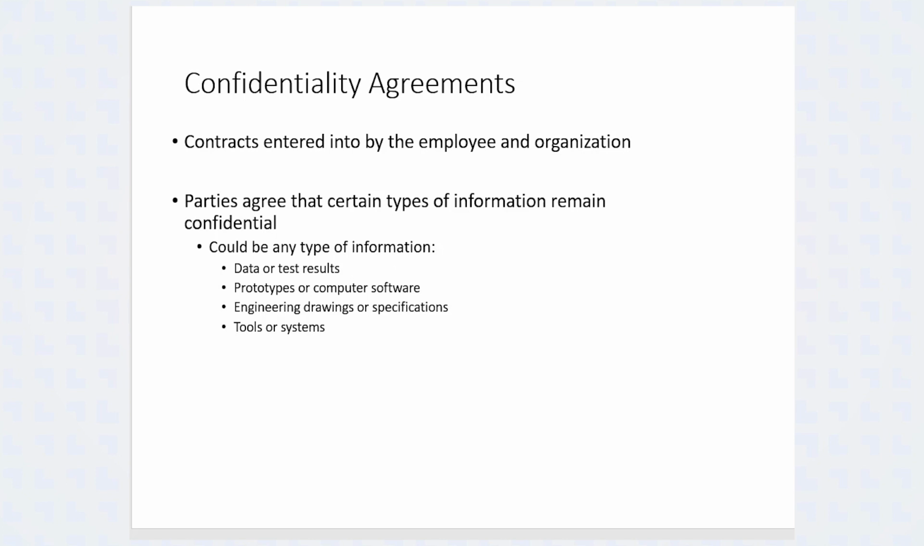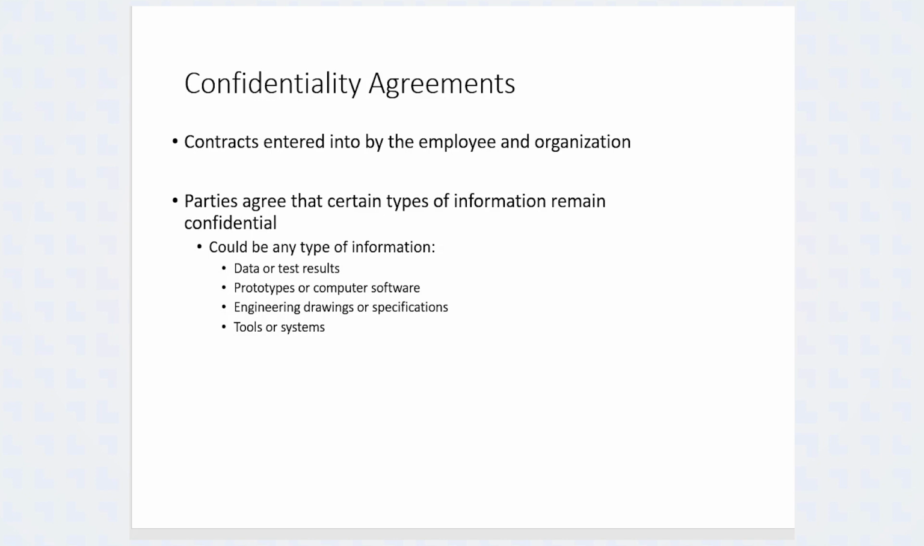Confidentiality agreements are contracts entered into by the employee and the organization. The parties agree that certain types of information remain confidential. This can include data results, prototypes, software, engineering drawings or specifications, or tools or systems.